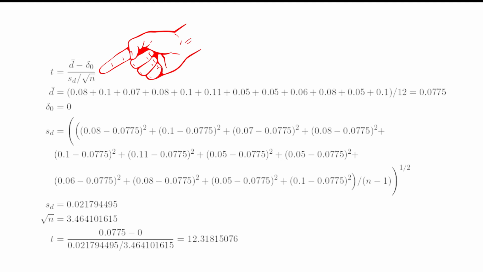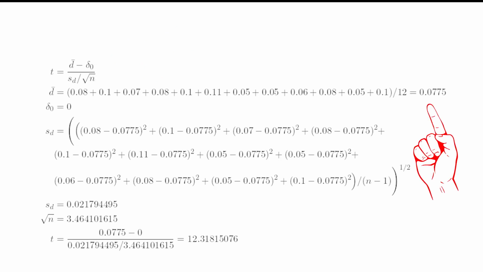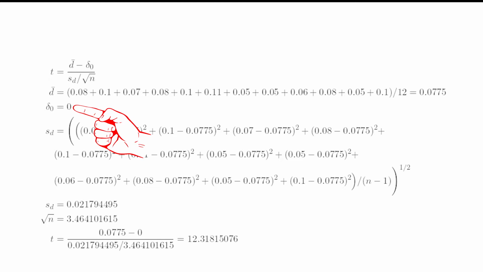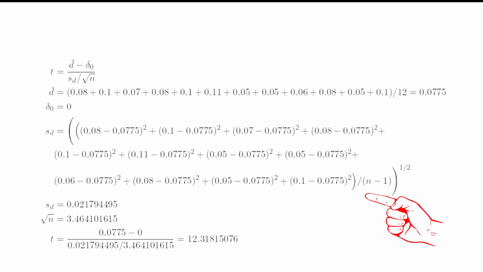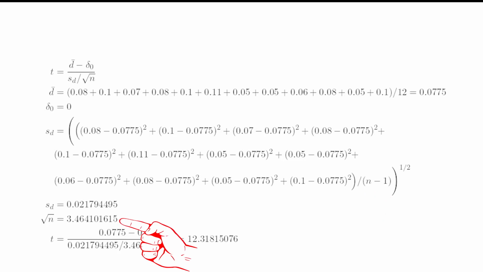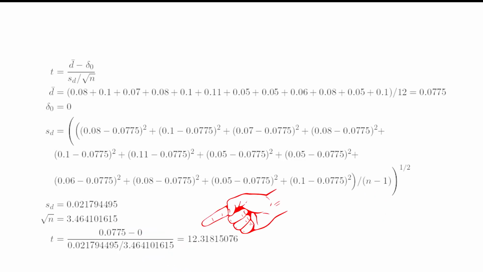All right, we need to find t. First part of that formula is to find the mean of the differences. Find that to be 0.0775. Then we need to find our delta naught, which in our case is 0 because that's what we're testing, to see if the difference is any different from 0. Then we need to find the standard deviation, and then the square root of n. Plug all that into the formula for t to find that t is equal to 12.318.